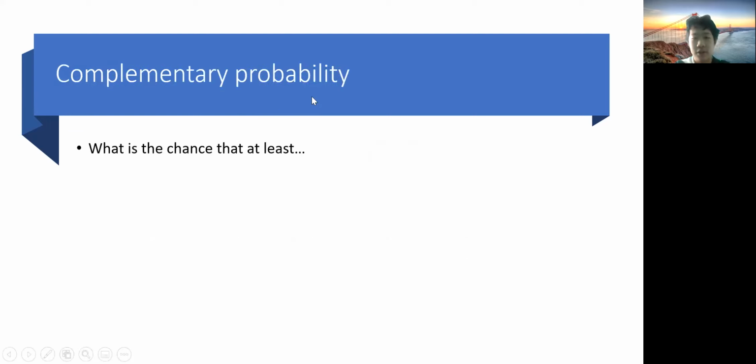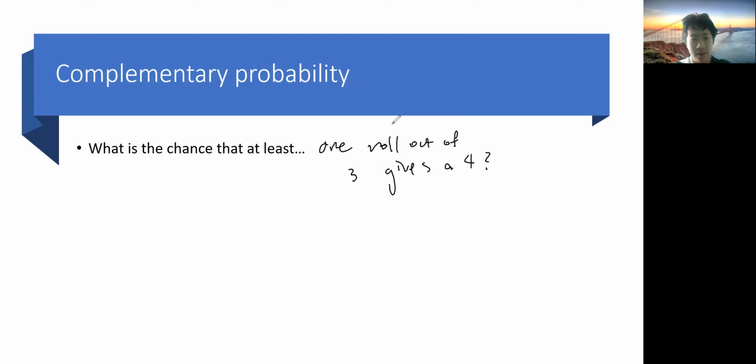Cool. So I was actually hinting at what we're going to do now, which is complementary probability. It's a new type of solving probability. You're going to use this technique whenever the problem says, what is the chance that at least, and it's going to say something after that. As an example, what's the chance that if you roll a dice 3 times, at least one of them gets a 4?